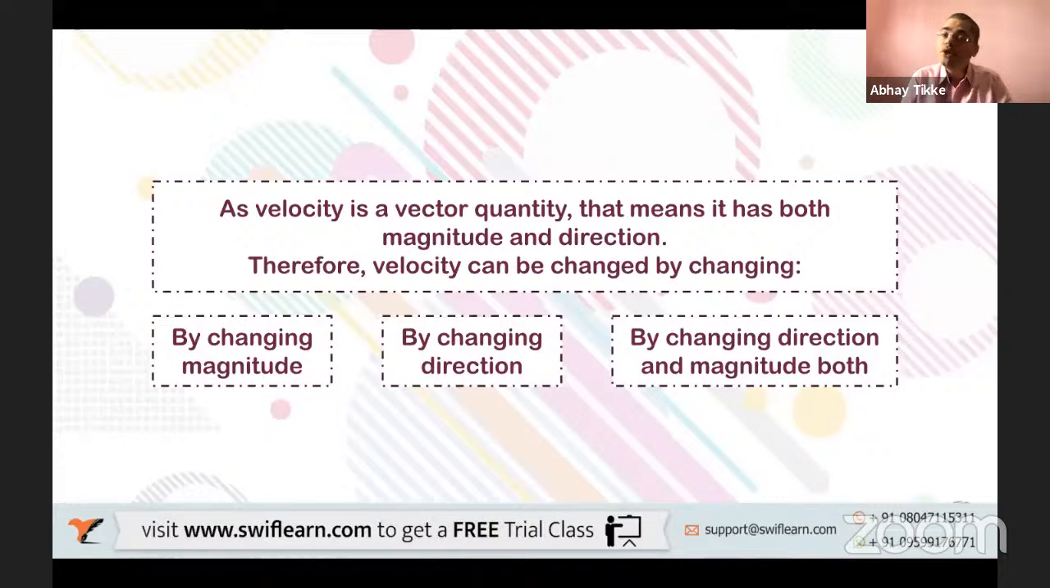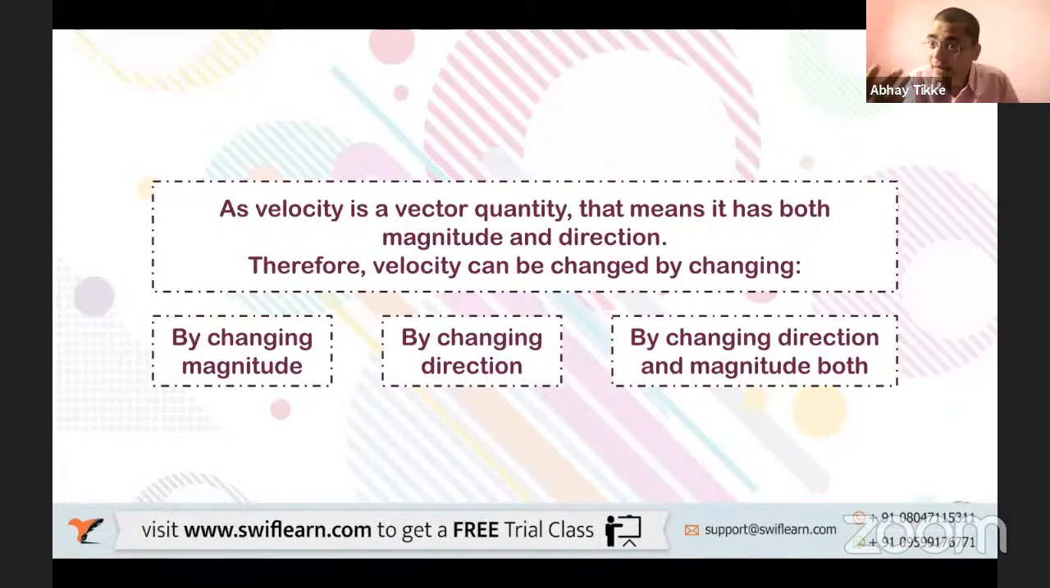So as velocity is a vector quantity, right? Vector means जिसको magnitude और direction दोनों की जरूरत होती है. Magnitude as well as direction, right? That means it has both magnitude and direction. Therefore, velocity can be changed by changing three parameters. Now velocity हम change कर सकते हैं by changing its magnitude. Let's say it is 10 km/h, but I want to change it to 20, then to 30, then to 40, 50, and so on, right? So by changing the magnitude, first thing.